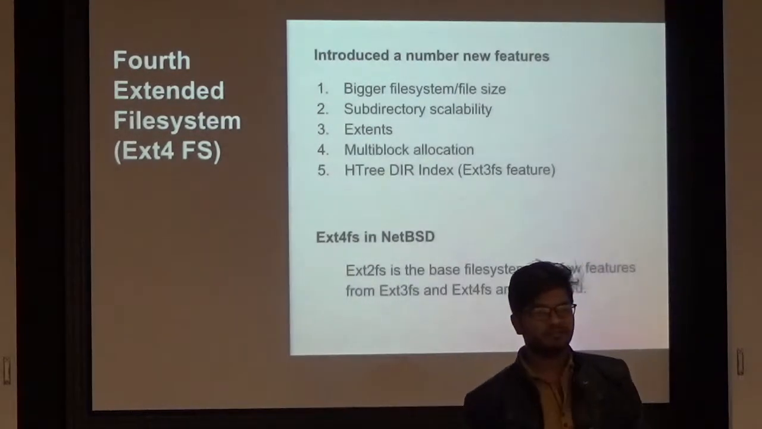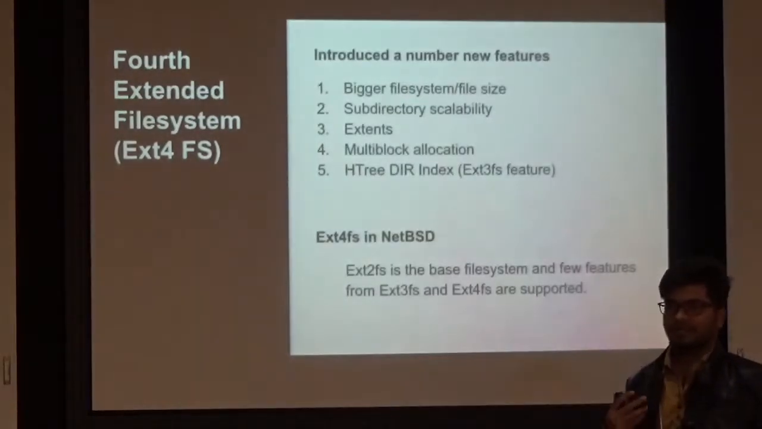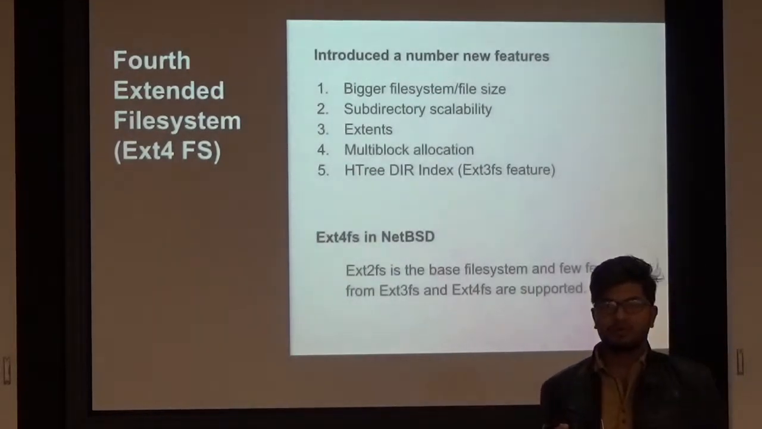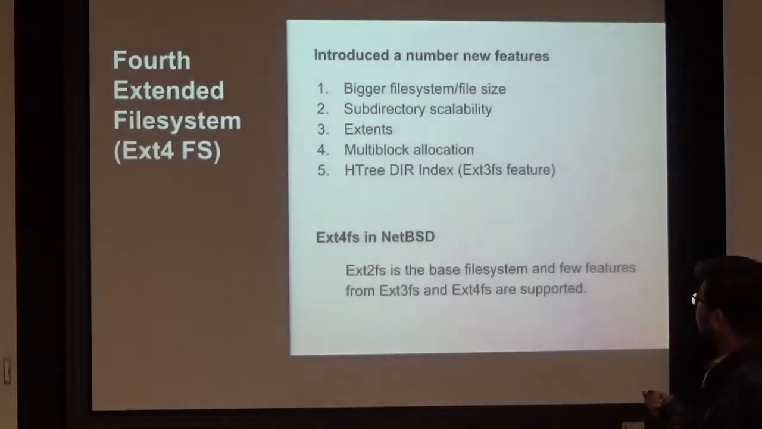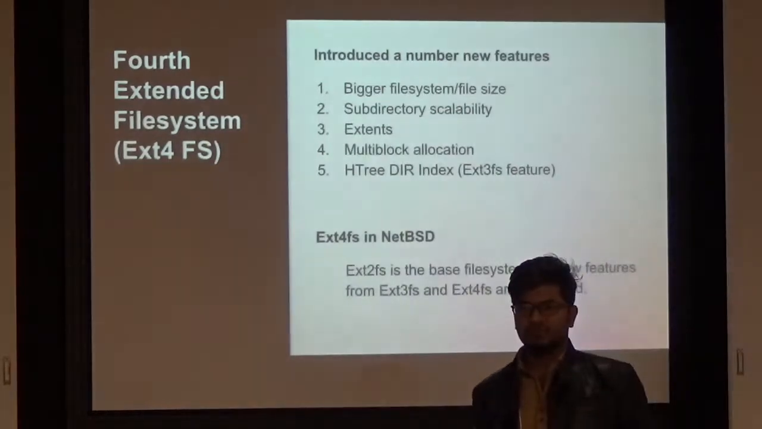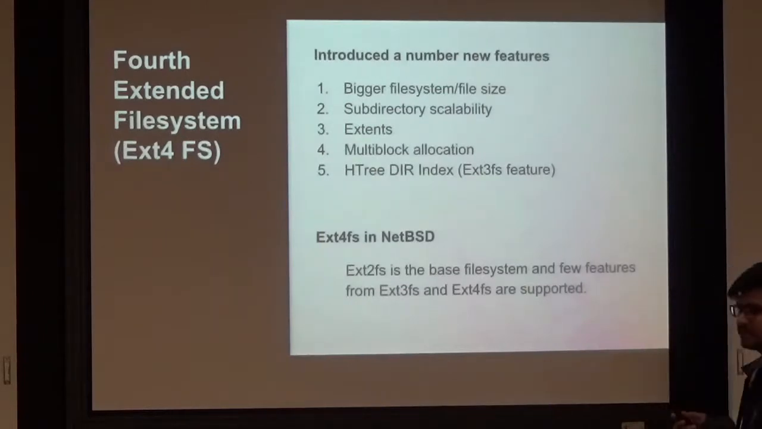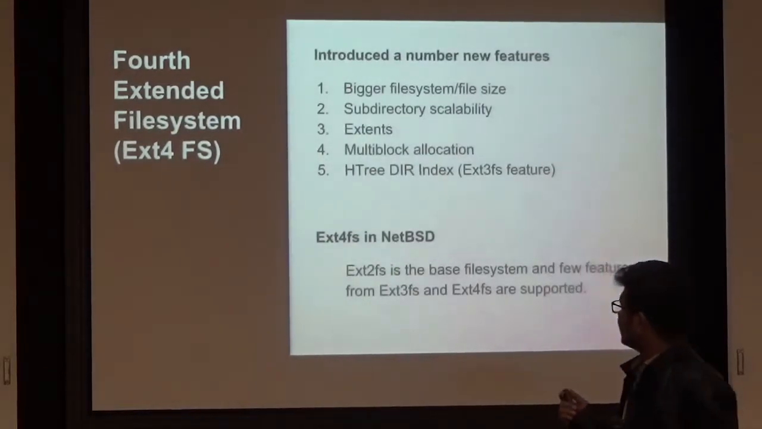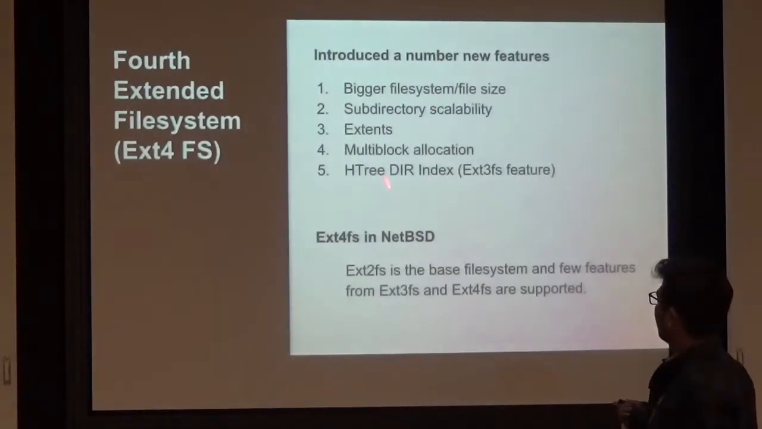Earlier in Ext3FS we used to have a limit over the maximum file size, like some 1 or 2 TB. Now it has increased to 16 TB, I guess, and the file system size in Ext3FS was around 16 TB. Now it's 1 million TB, 1 exabyte. Subdirectory scalability also had some limit in Ext3FS, and in Ext4 theoretically an unlimited number of files is supported.